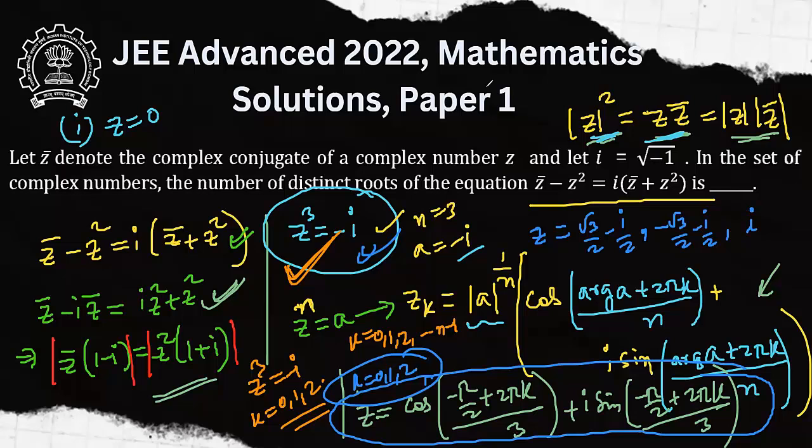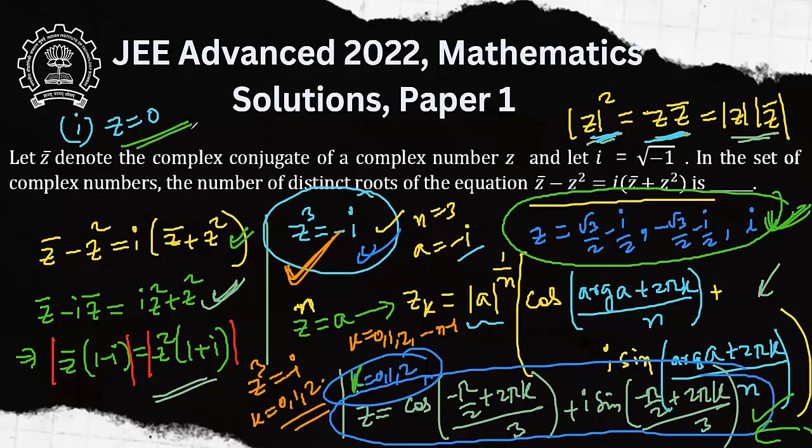These 3 values you get when you plug the values of k as 0, 1 and 2. So 3 roots I am getting from here and 1 I already had. So the number of distinct roots I am getting is 4. The answer here is that the number of distinct roots of the equation is 4. That is the final answer. Thank you.